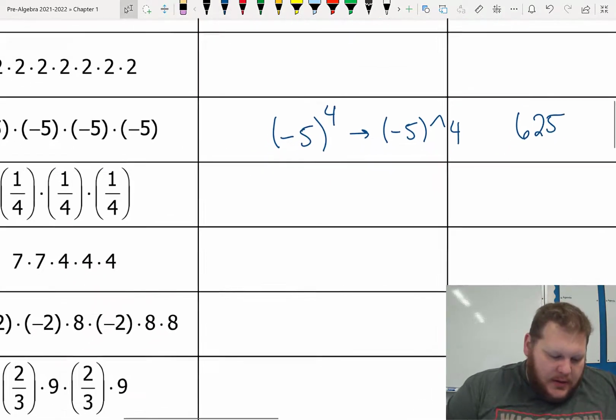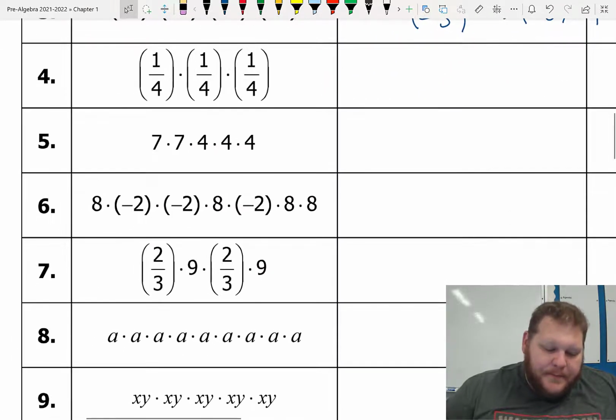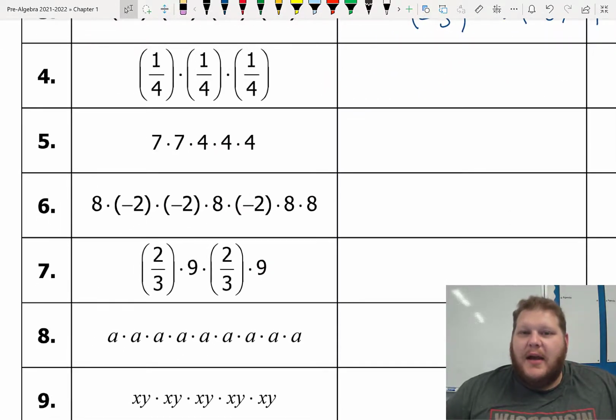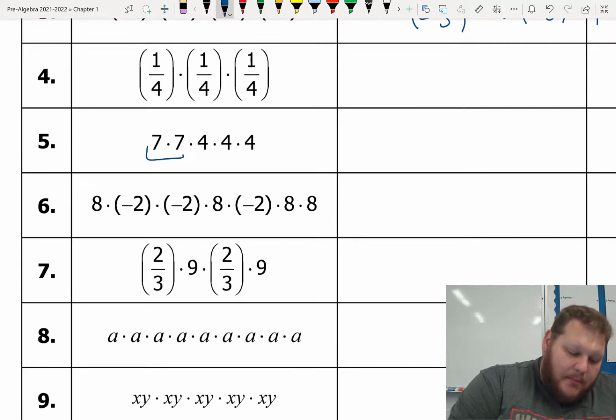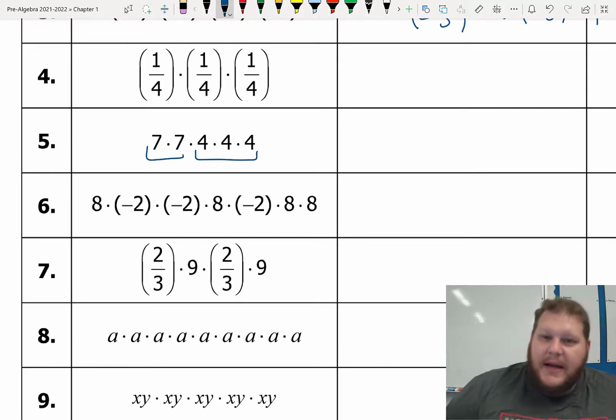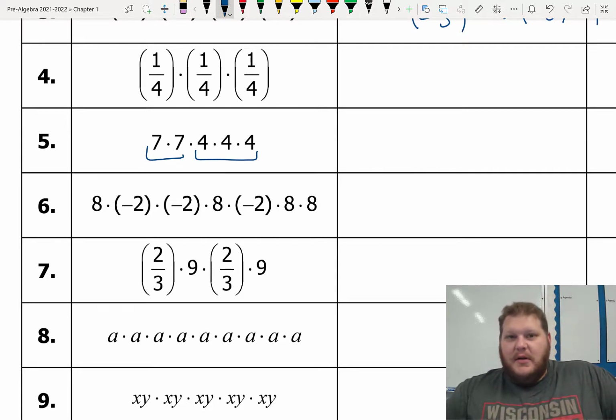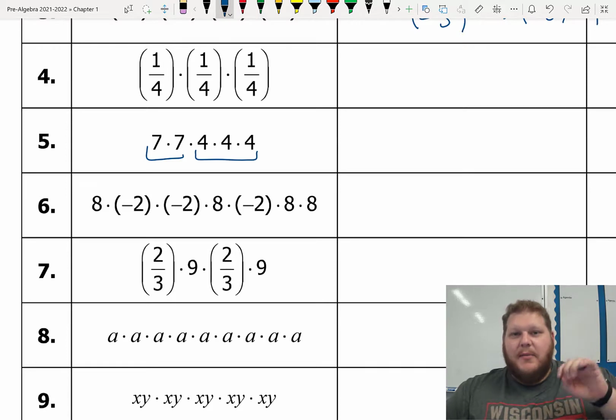So if we head on down to number 5, we now hopefully notice that there are two different bases, two different numbers that are being multiplied. I have 7 times 7 times 4 times 4 times 4. So when I'm evaluating these, I have to keep my bases, my numbers that are being multiplied together, separate. I only combine them into an exponential expression with the base that's being multiplied together.